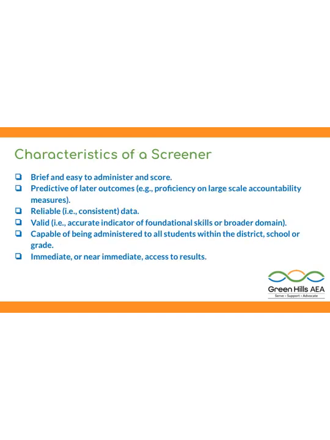Characteristics of a screener: they're generally brief and easy to administer and score, and predictive of later outcomes, which means that if a student scores below benchmark in the fall, we are concerned that student may score below proficiency on an Iowa State assessment or the ISASP. Generally, they're reliable, valid, capable of being administered to all students within the district, school, or grade, and you get immediate or near immediate access to results.